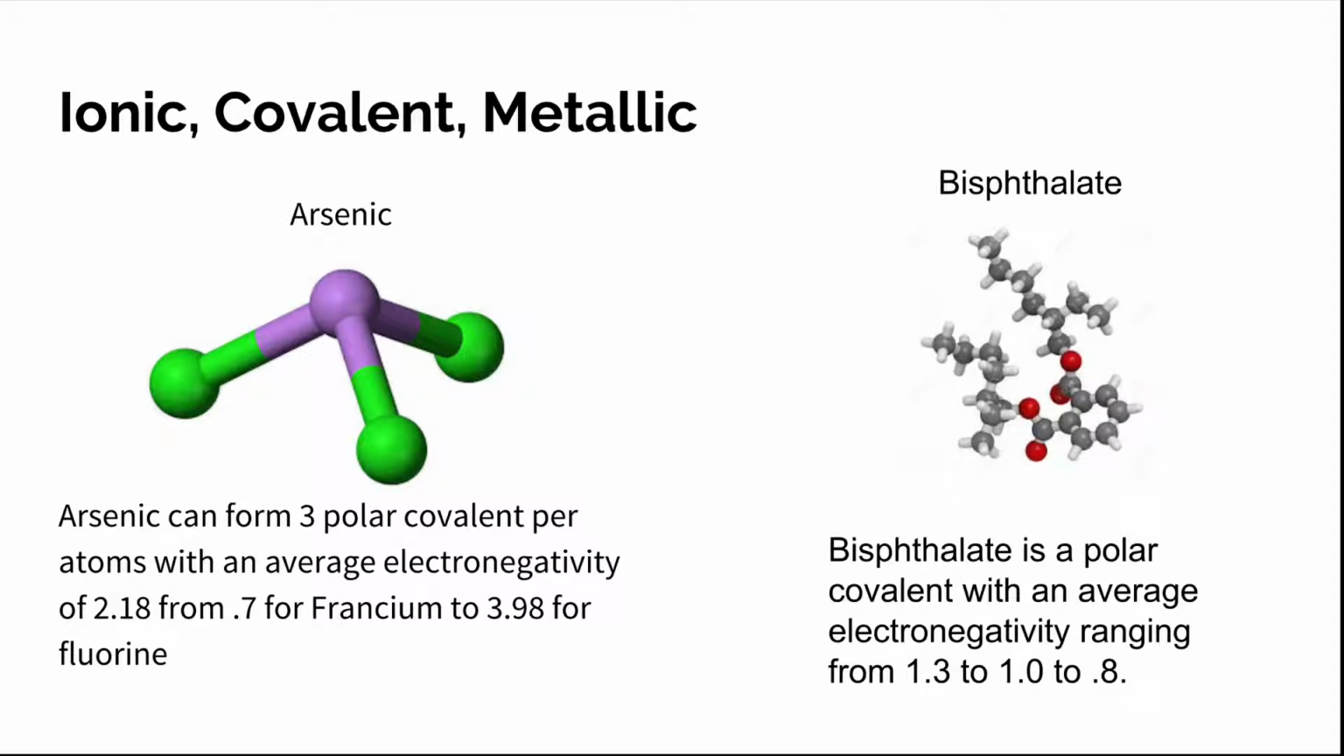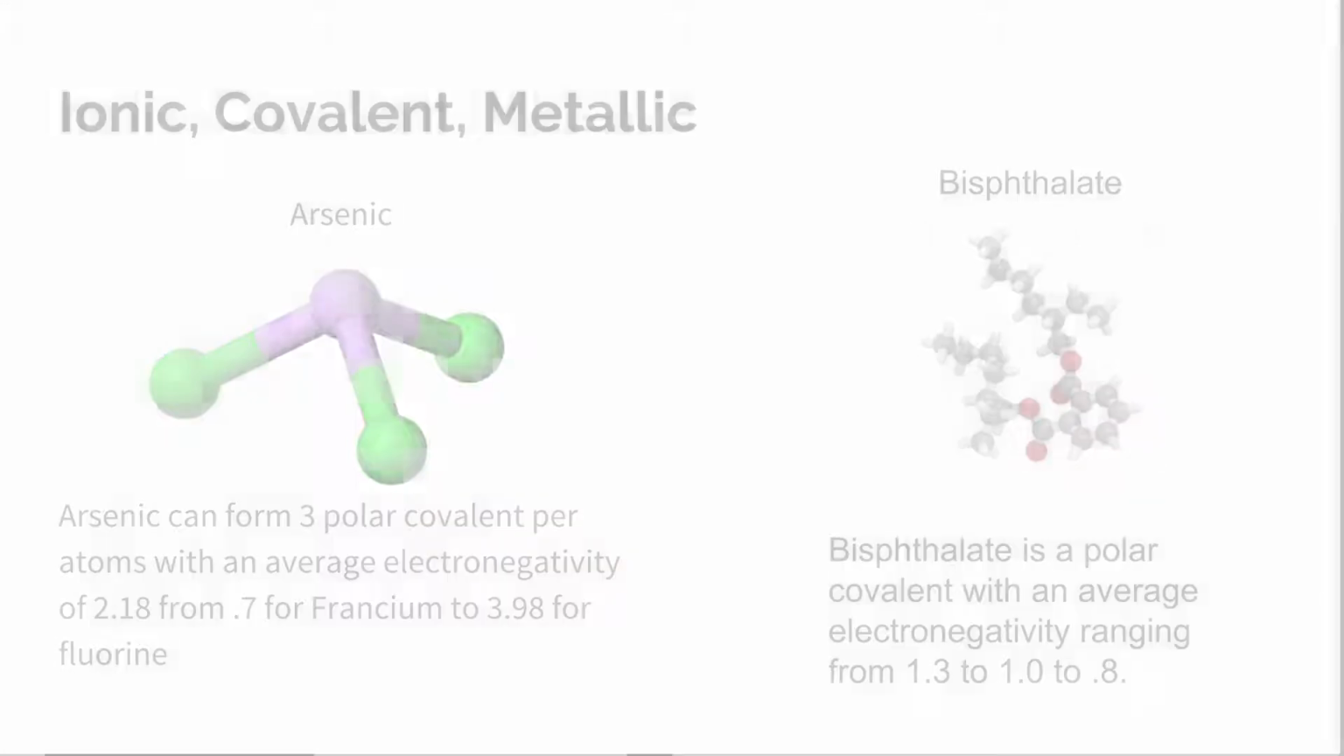Arsenic is a polar covalent element with an average electronegativity of 2.18, on a scale of 0.7 to 3.98. Bisphenolate is a polar covalent with an average electronegativity ranging from 1.3 to 0.8.